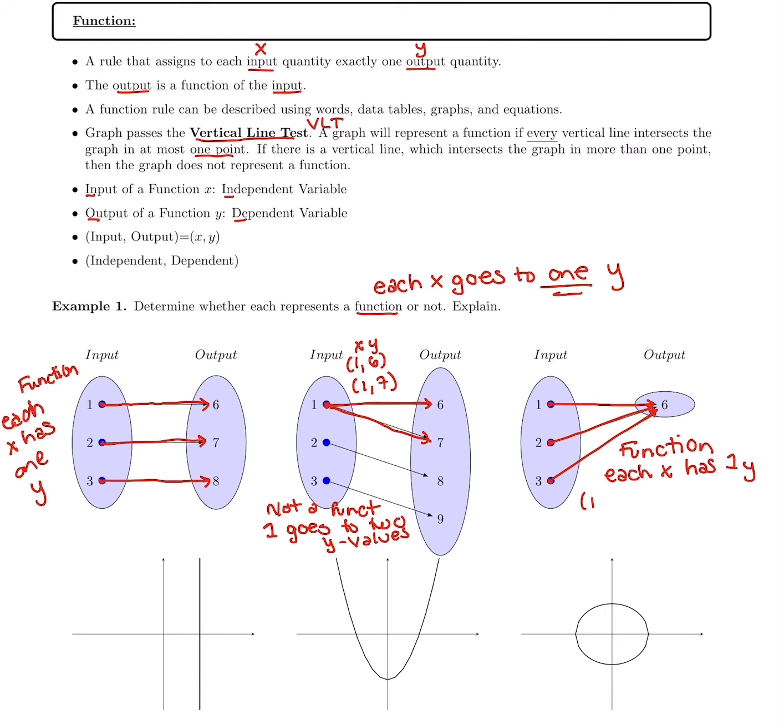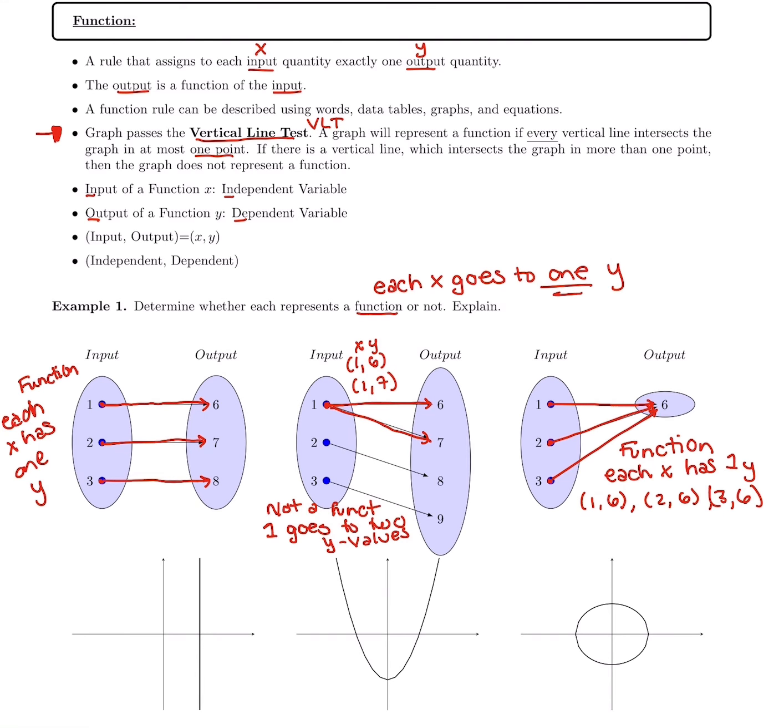You could write it as an ordered pair if that helps you. 1 goes to 6, 2 goes to 6, and 3 goes to 6. So we see each x value, 1, 2, and 3, only goes to one y value, unlike our last one where 1 went to 6 and 7. That's why that one was not a function. Graphically, we're going to look at what this looks like by seeing if it passes the vertical line test. It can only touch the graph once wherever I draw a vertical line.